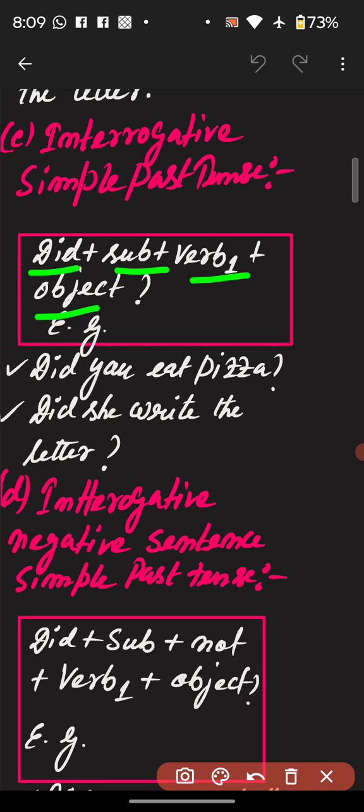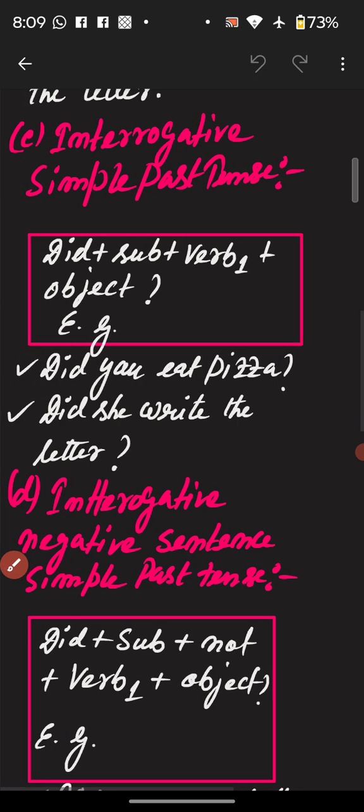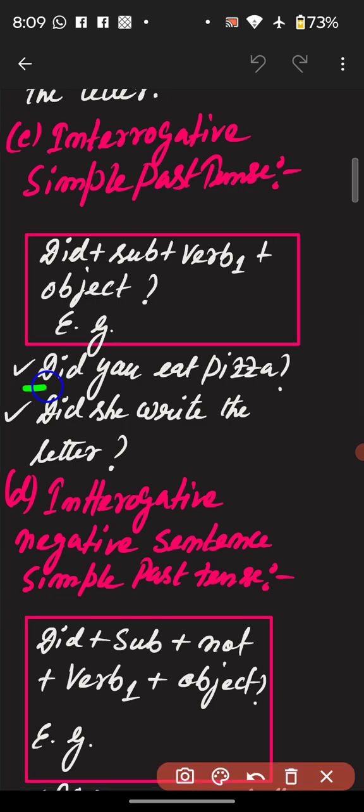Like, did you eat pizza? Here did is the past form. You have used the past form of the do verb, so the main verb will remain in present form, it will not be changed to the past form. Similarly, did she write the letter? Here also you use did, the past form of do, and the main verb is write, so it is not going to change its tense, it will remain in present form. Is it clear?